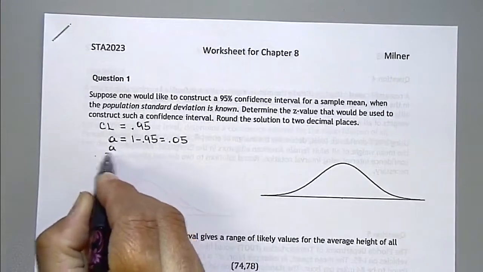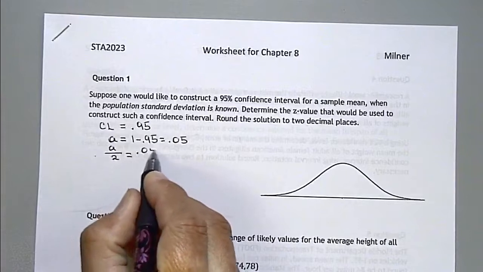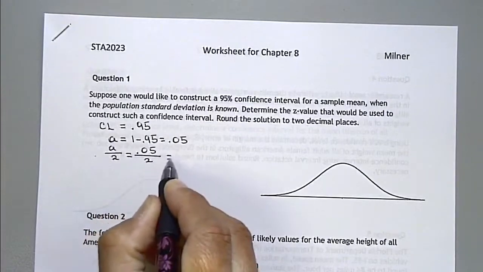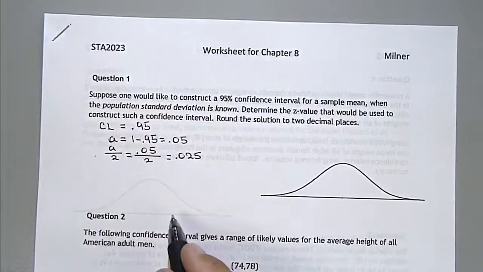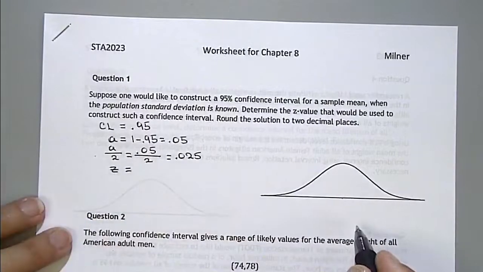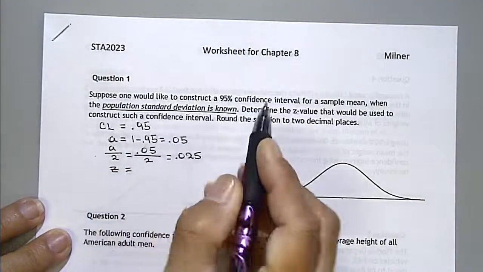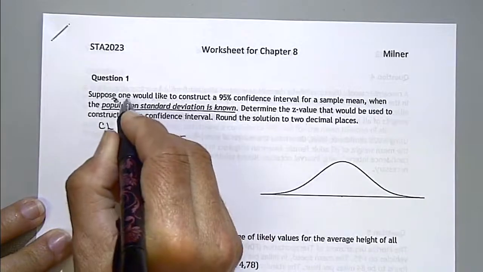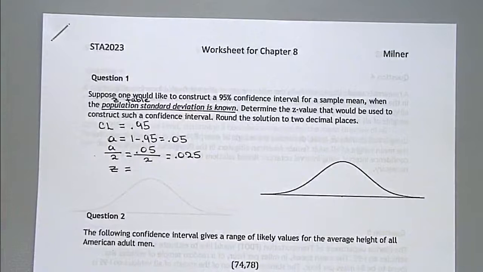I can then get alpha divided by 2. I'm not going to always write this for you, but I will on the first one. I take 0.05 divided by 2, and it's 0.025. Once I know alpha divided by 2, I can come up with the z-score or the t-score that I need. This says population standard deviation is known. That's what tells me z-table. So I go to my z-table and the area under the curve that I'm interested in is 0.025. Now, how do I know that?